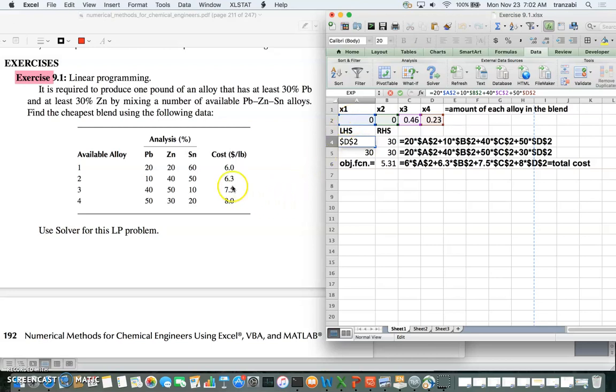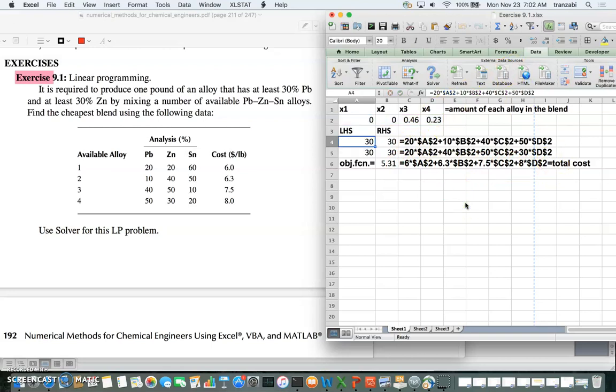And the second constraint is 20% of x1, 40% of x2, 50% of x3, and 30% of x4. They should be greater than 30 again, because that's the second constraint. And what we are optimizing is x1 times $6 per pound, x2 times 6.3, x3 times 7.5, and x4 times 8, and that's what we have here. So these are the two constraints. As an objective function, we're going to minimize the total cost.